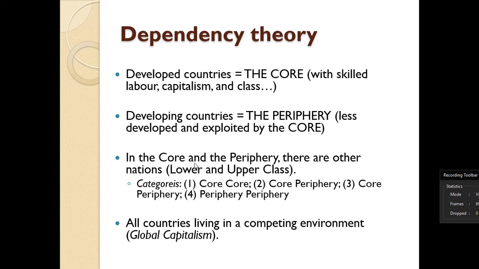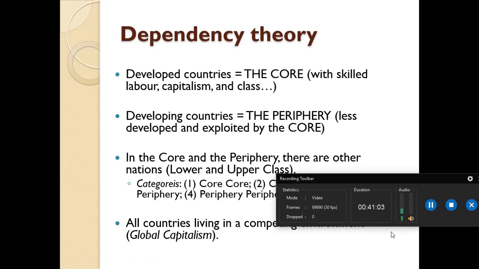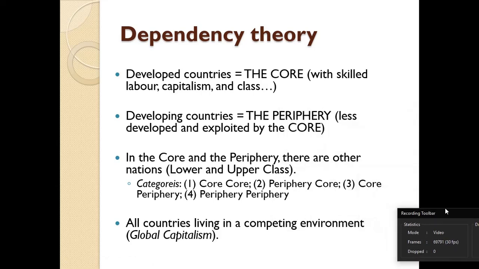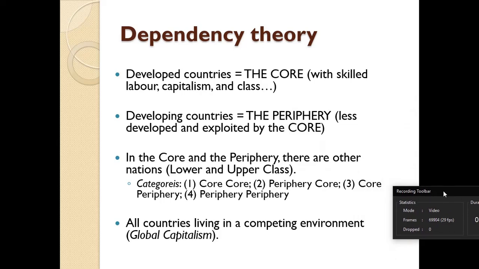So you have the core, you have the peripheral core, which is the less developed part of the developed countries, and then you have the core periphery, which is a more advanced part of the developing countries. For instance, if you look at the capital cities in our own countries, those are core periphery. And then you have most of the rural areas, which are periphery.